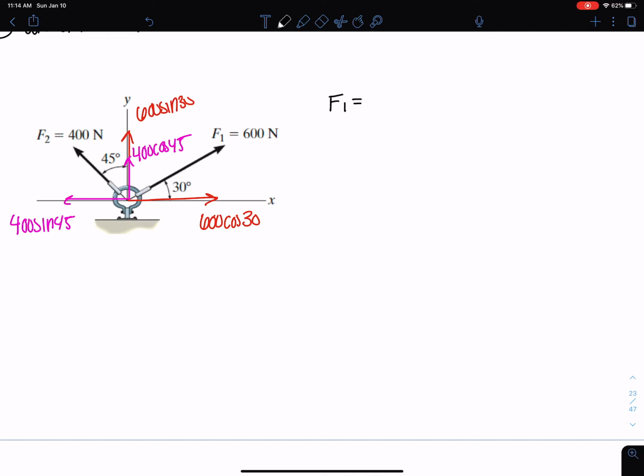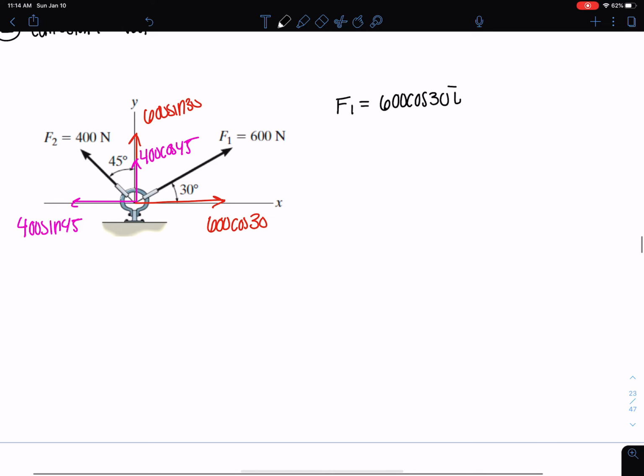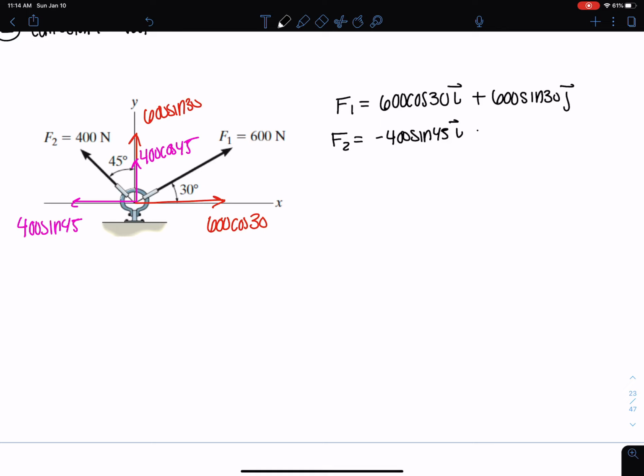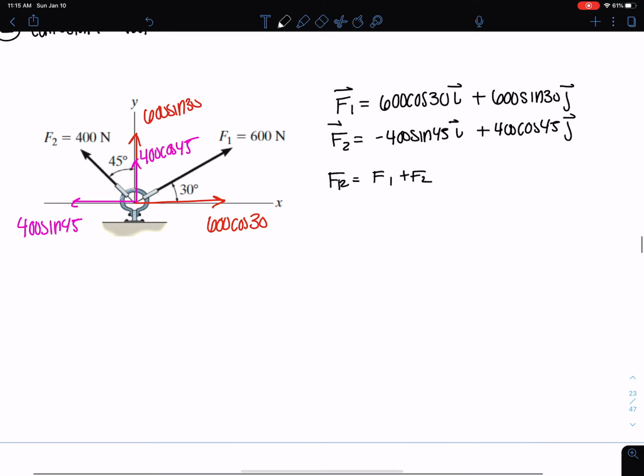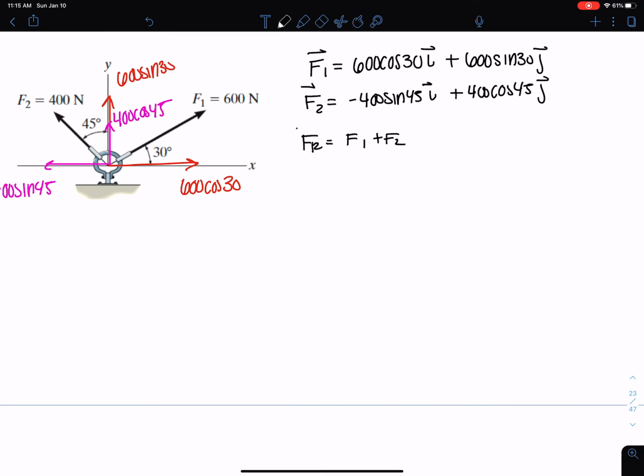Okay, now for F1, what I'm going to do is I'm going to write F1 as a Cartesian vector. So I'm going to take the x component of F1 and say this acts in the i direction, and then I have a positive 600 sine 30 that acts in the j direction. And for F2, I have a negative 400 sine 45 in the i direction, and I have a plus 400 cos 45 in the j direction. And my resultant, of course, is equal to F1 plus F2. These should be vectors. Okay, so how do I add F1 and F2? These are all vectors.